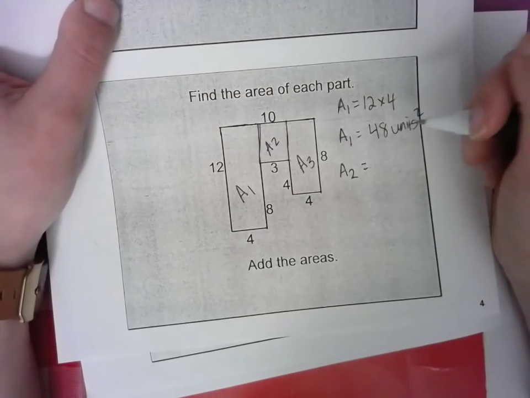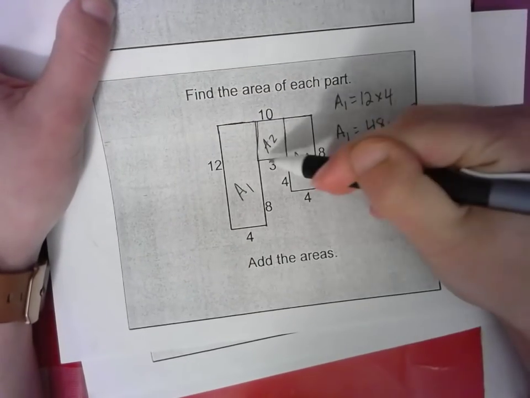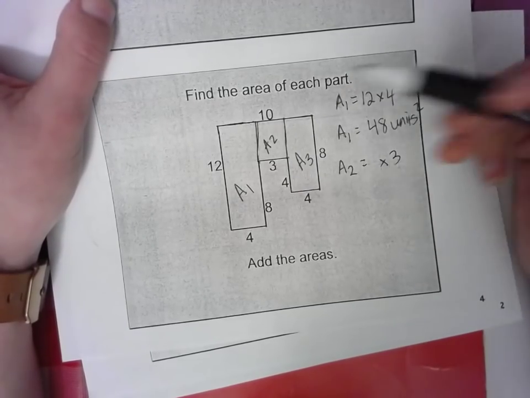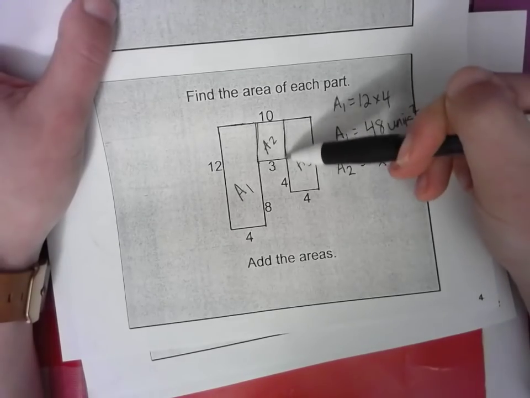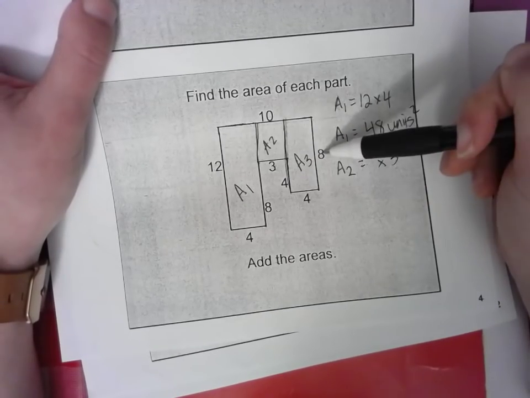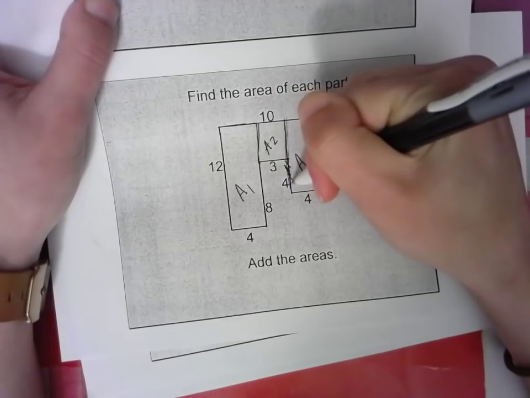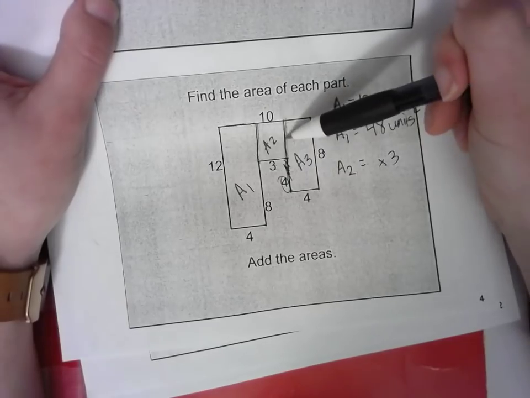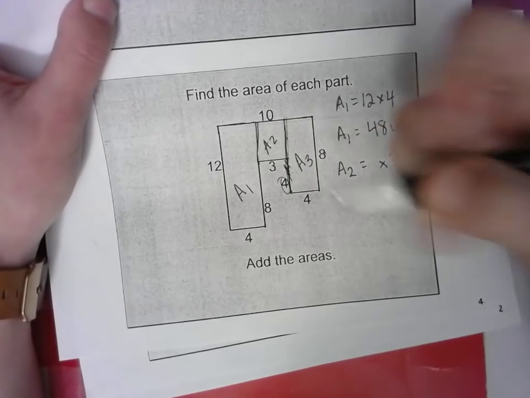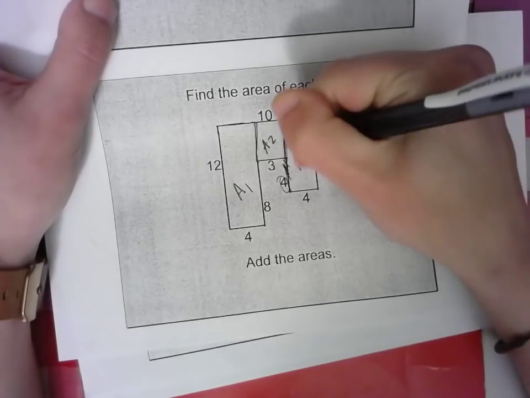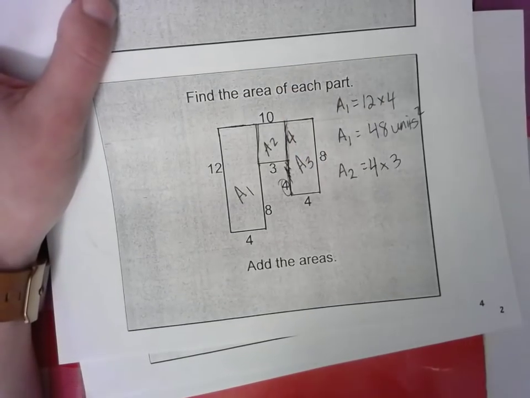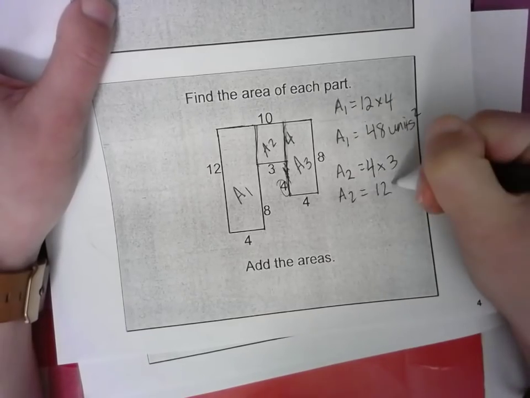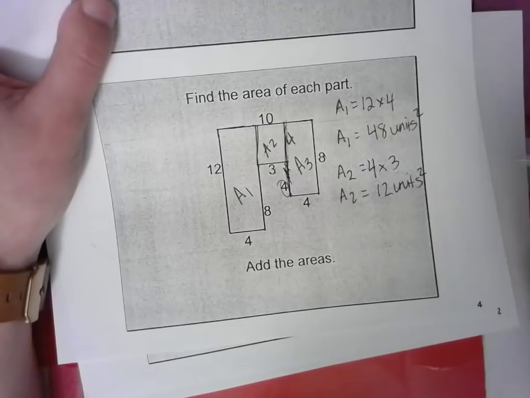Area 2, this is where we need to do a little bit of math. Do I have a width? I do. My width here, from here to here, is 3. My length, though, this. Well, I know this whole thing is 8, and I know this part is 4. So I need to think, well, 4 plus what equals 8? 4 plus 4 equals 8. So this must be 4. My length for area 2 is 4. So area 2 is 4 times 3, 12 units squared.